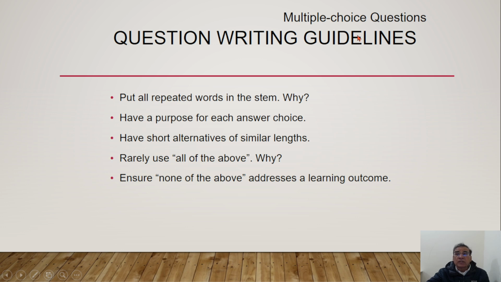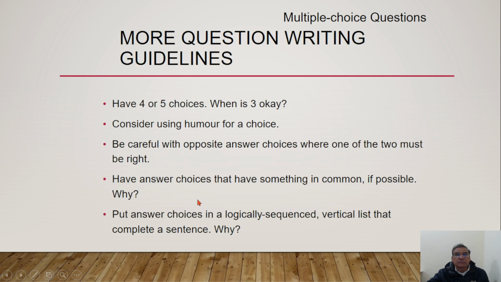So, multiple choice question writing guidelines: put all repeated words in the stem. Why? Have you considered the purpose of each question's answer choices? Have short alternatives of similar length. Rarely use "all of the above", and know why. Ensure "none of the above" addresses the learning.